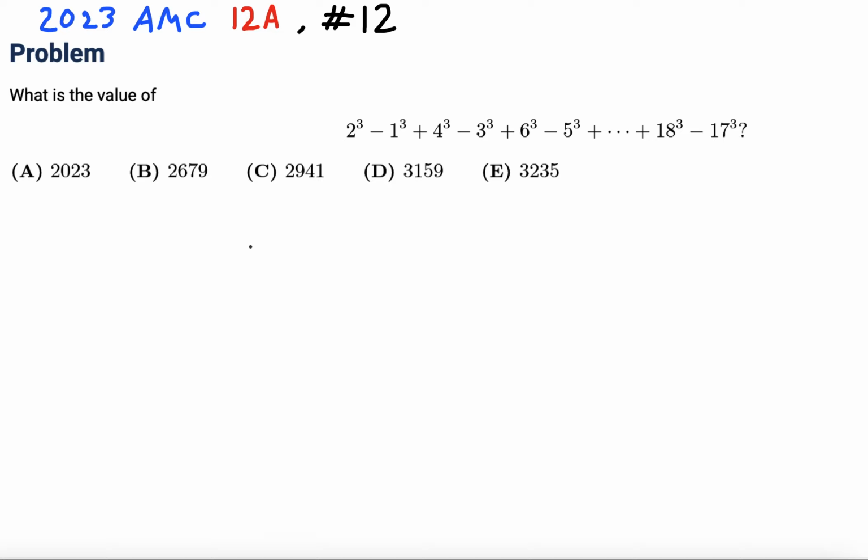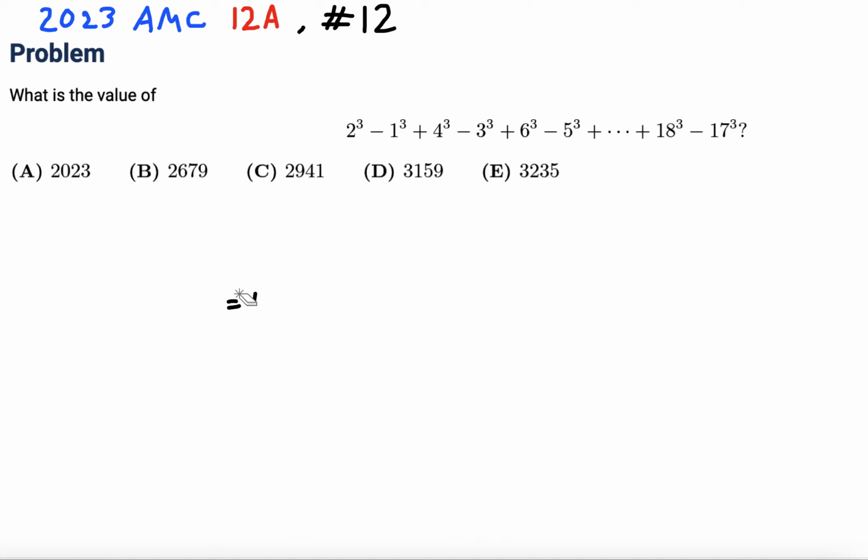So for example, you can write it like this. You have this sum as n goes from 1 to 18, because we have 18 terms, of negative 1 to the n, because we're alternating and it's negative on the odd terms, of n cubed. But unfortunately, this kind of sigma notation doesn't really help us at all, because it's really difficult to work with the negative 1 to the n's.